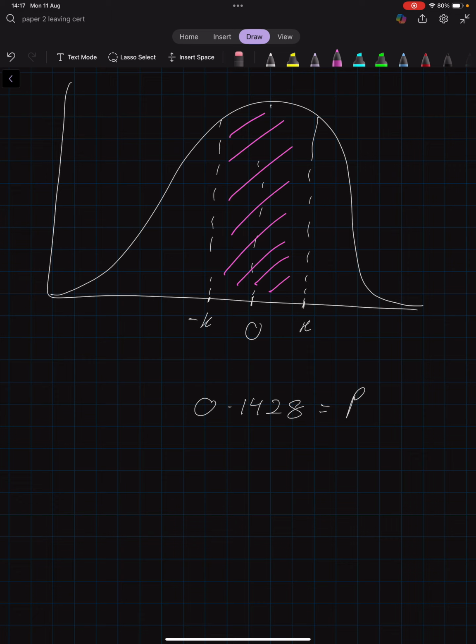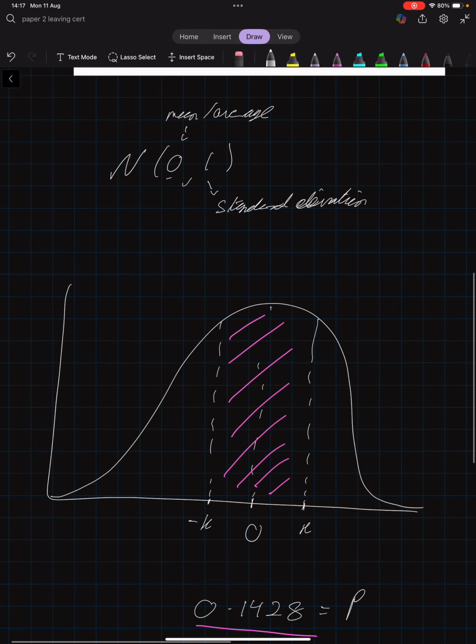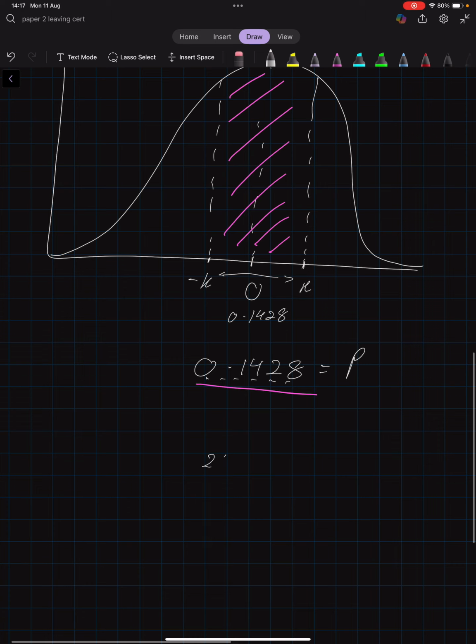Now, basically, how do you calculate this out? Remember, this is just the area underneath the graph. If you calculated this purple or pink area here, you would get 0.1428. That's fine. Now, remember, the standard deviation is 1, which basically means that this length here is going to be the same as the area underneath. So it's 0.1428. Therefore, 2k is the length of that, since from minus k to k is just 2k. So that's equal to 0.1428.